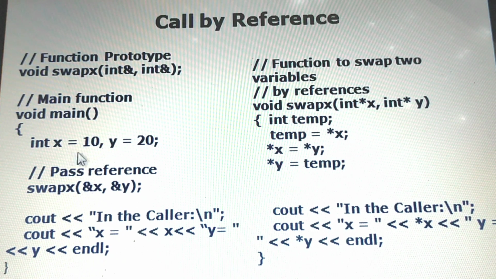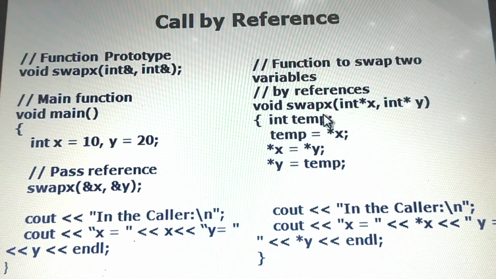Then the main program starts. Assign the value of x as 10, value of y as 20. Then the caller: the function is called with the address of arguments. It's not called with the normal variables. It is called with the address of variables, in the defining section of the function. In the define section, the arguments are passed to the parameter list of the defining section. The first argument is passed to the first parameter of the define section. The second is passed to the second parameter.